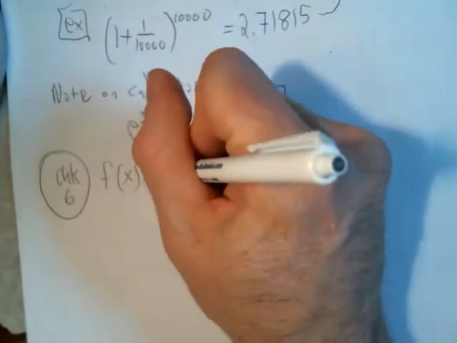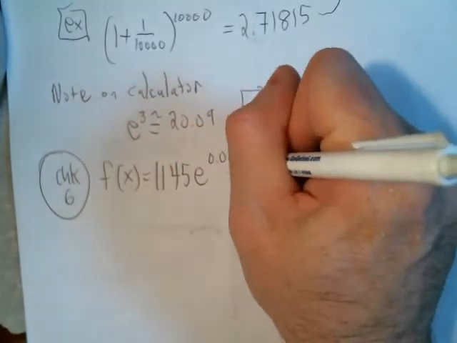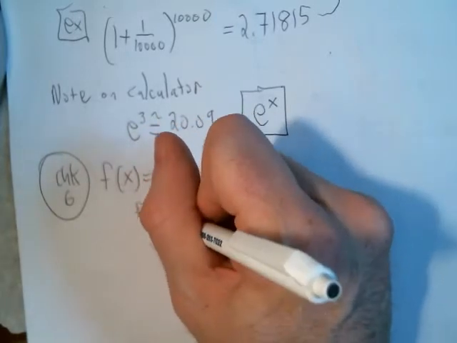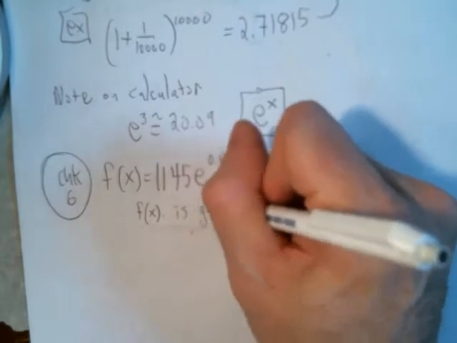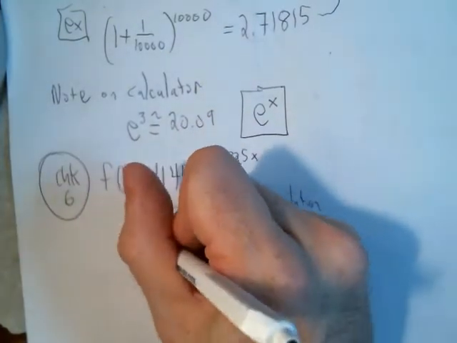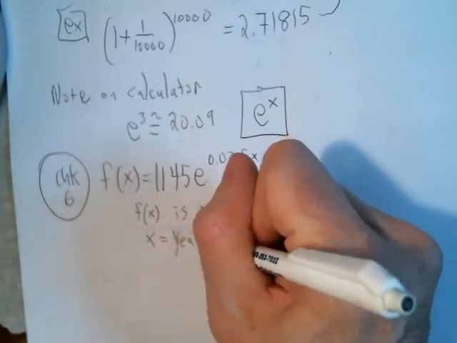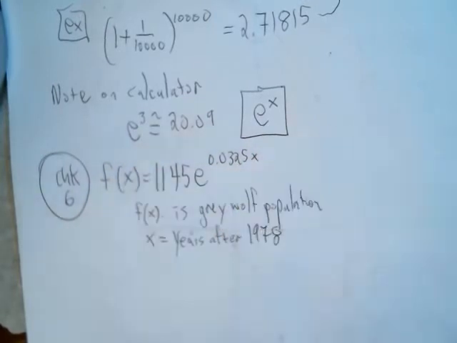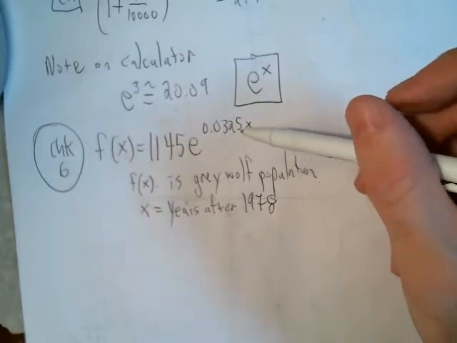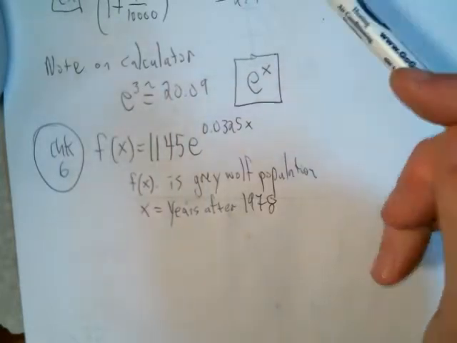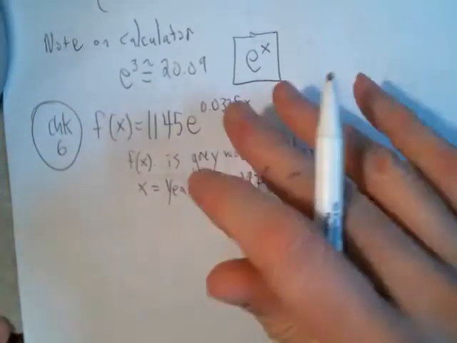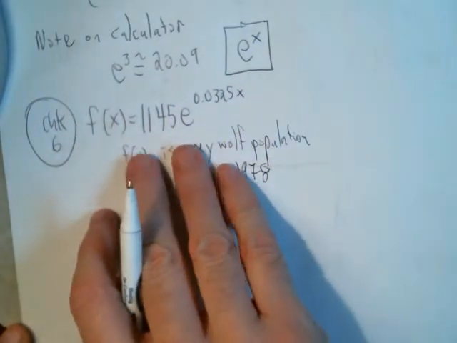Anyhow, let's look at checkpoint 6. We have f of x equaling 1145 times e to the 0.0325x. This is modeling biology, so it's a biology application. F of x is the gray wolf population, and x is the years after 1978. In biology, you can use these to model population growth. The only problem is it's kind of unrealistic. As you study more math, they start embedding more information in here, like a logistic growth equation and other things to make it more realistic. But this is the fundamental example of what they use to model population growth.